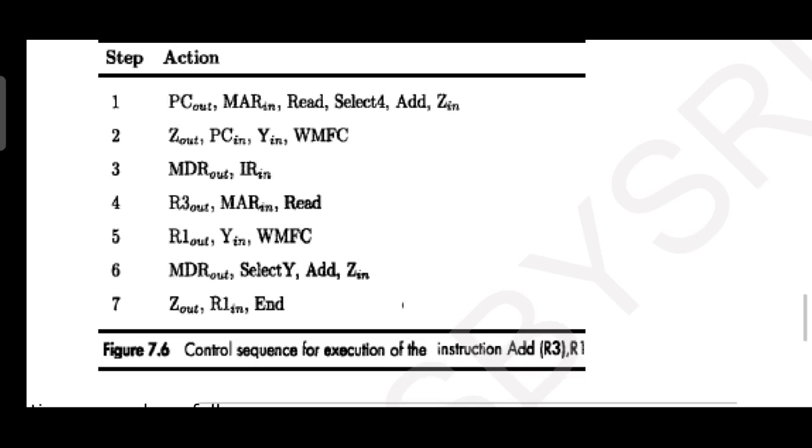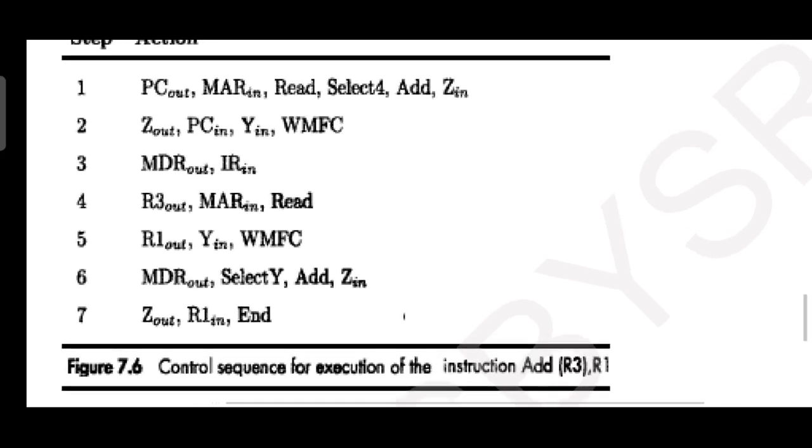See, at step number 4, the contents of R3 are referred to memory. So the R3 address value is referred to the memory address register, and the corresponding data should be referred out to the memory data register, MDR, right? At step number 5 you will come to know that Y is storing the content of R1, right? Now this time both are to be selected to perform the addition. How to select? One is there at MDR, take it out, so MDR out. The second one is there at Y, use the signal select Y.